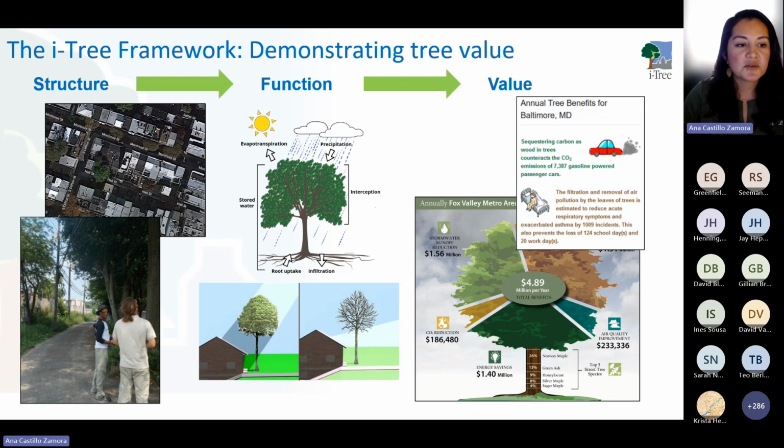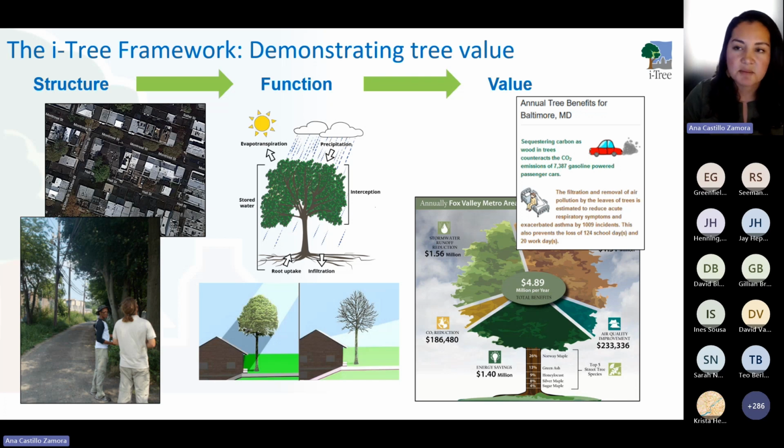So for example, once you get the structure of the trees, you can calculate the leaf area index, which affects how much photosynthesis the trees can do, or how much precipitation the trees can intercept and prevent from becoming runoff. So iTree then can calculate the function and then the value of these trees. Typically we can quantify it in monetary amounts.